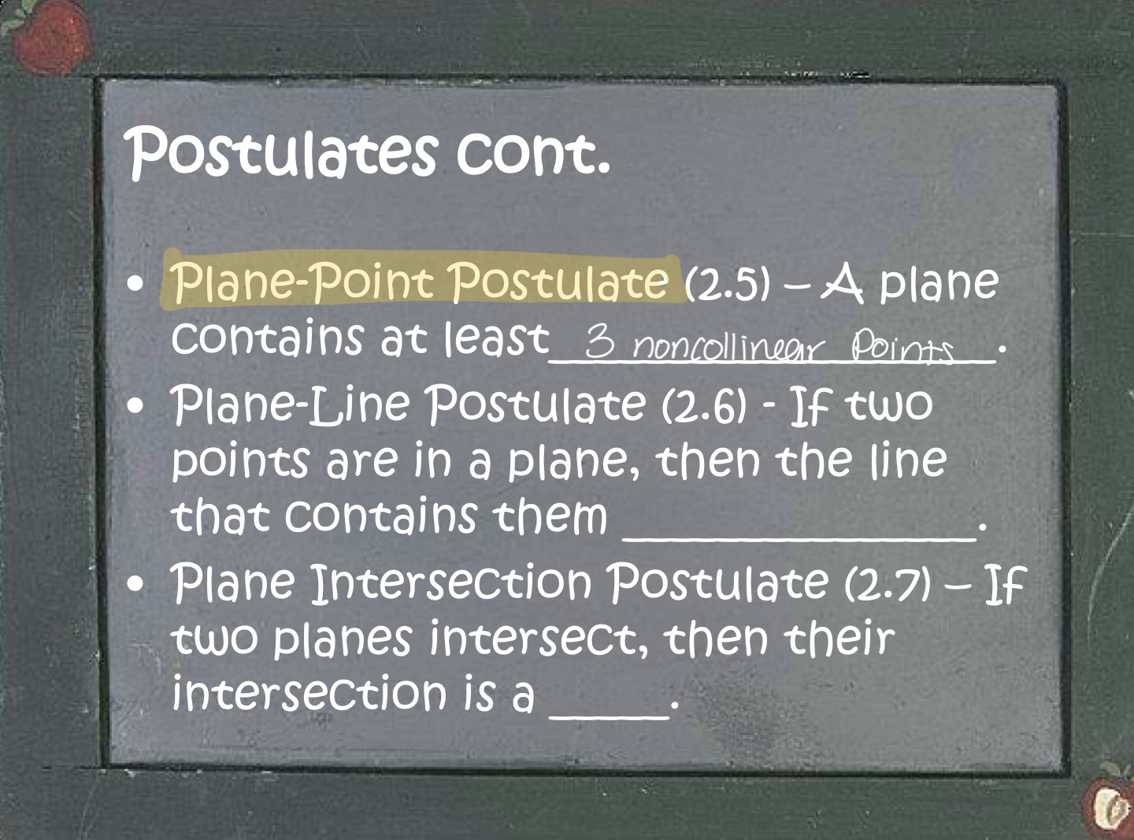Now this one's stating I have a plane, and with that plane, I have at least 3 non-collinear points. Okay, so it's like the opposite. And the other one was 3-point postulate. This one is plane point postulate. So I'm going from a plane to my points.